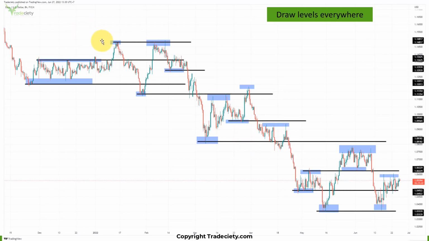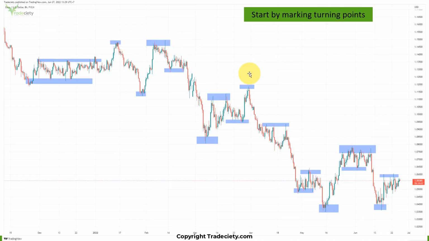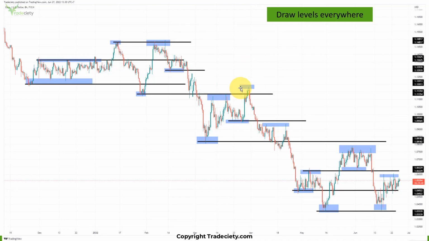Then we're just going to draw our horizontal levels. Don't worry about how it's looking, just draw your levels through all of the turning points that you have marked in the previous step. And then in the next step, we can revisit every one of those lines and see, do they actually make sense? Are they valid tools?